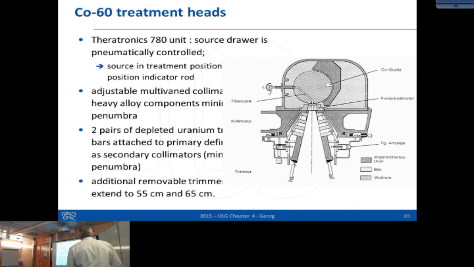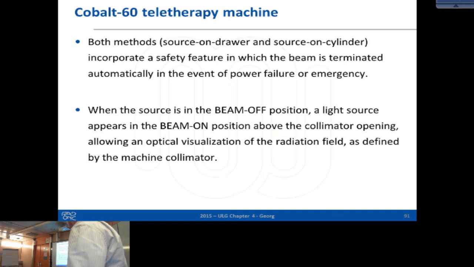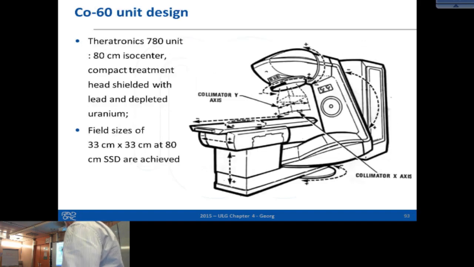This is not an illustration, but really an in-scale drawing of this Theratronics unit with this rotating mechanism. And here you see depleted uranium is used to provide sufficient shielding if the source is not in the position for therapeutic applications. And this is a French unit, the Siemens system, that doesn't exist anymore. They also use depleted uranium, and they have this sliding mechanism. About the shutter correction, I mentioned that already. This is not so important.